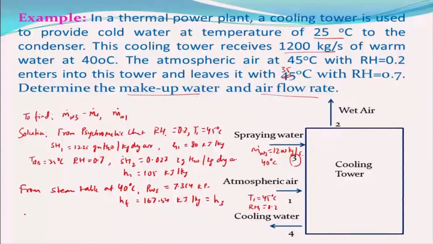And at 25 degrees Celsius, cold water, PWS is equal to 3.169 kilopascal, HF 104.87 kilojoule per kg, which is nothing but your H4. Yes, H4. So what we will have to do is basically an energy balance and a mass balance, and then we will calculate, because we know all those data.